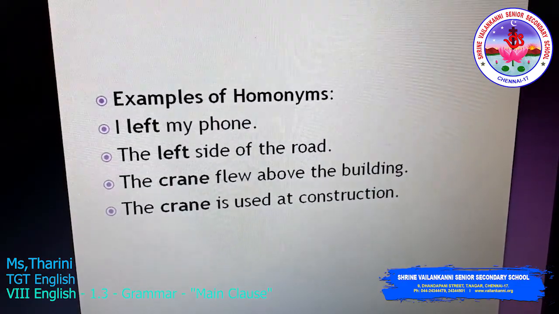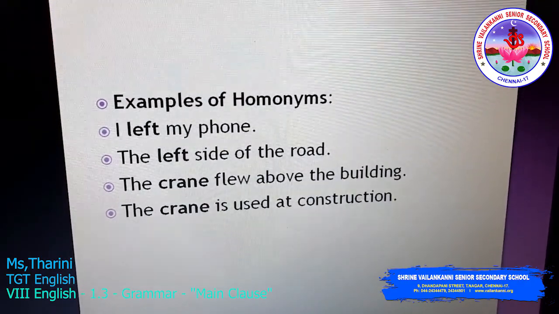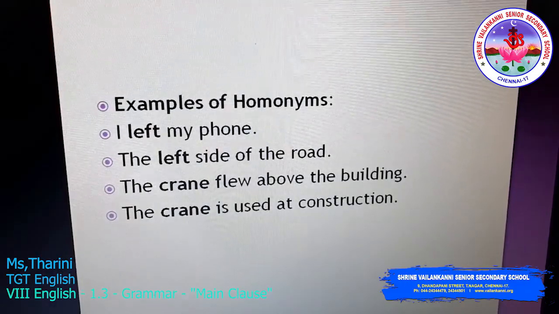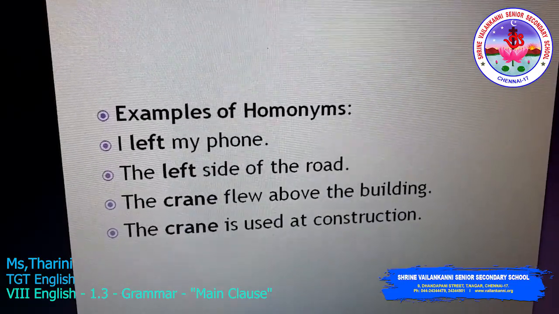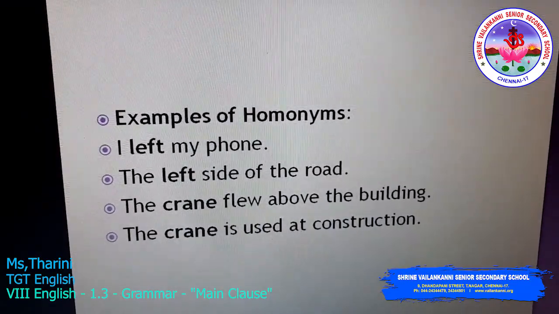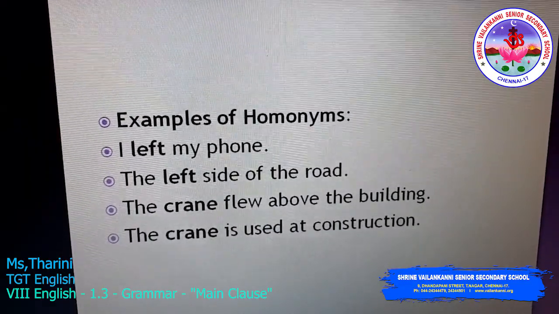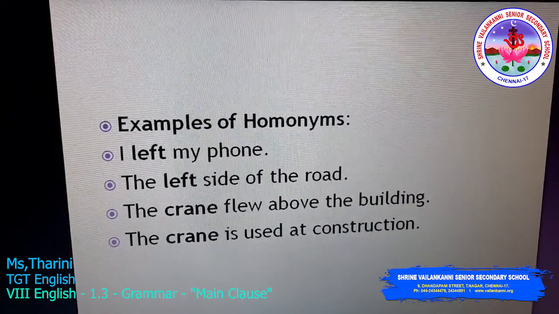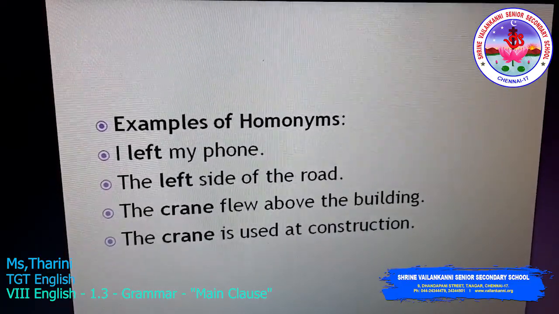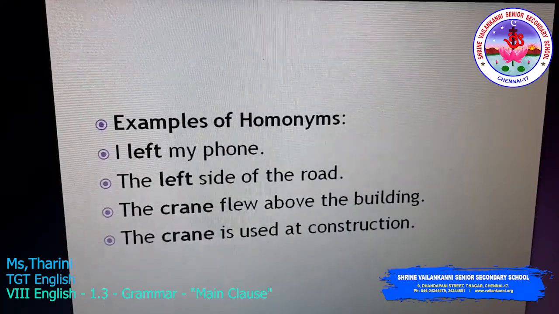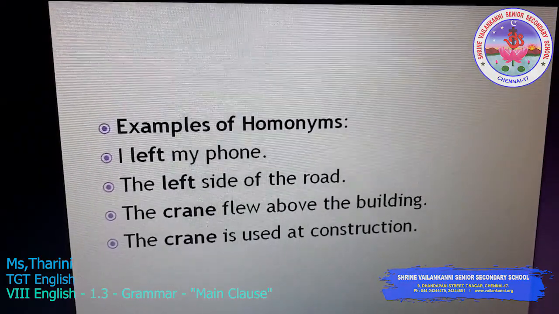Examples of homonyms. I left my phone. The left side of the road. The crane flew above the building. The crane is used at the construction. So in the first sentence, I left my phone. Here the left is to leave. The left side of the road. Here this left is related to the side of a human body. The crane flew above the building. Here the crane is a bird. The crane is used at the construction. Here the crane is the machine which is used at the construction site. Yes.